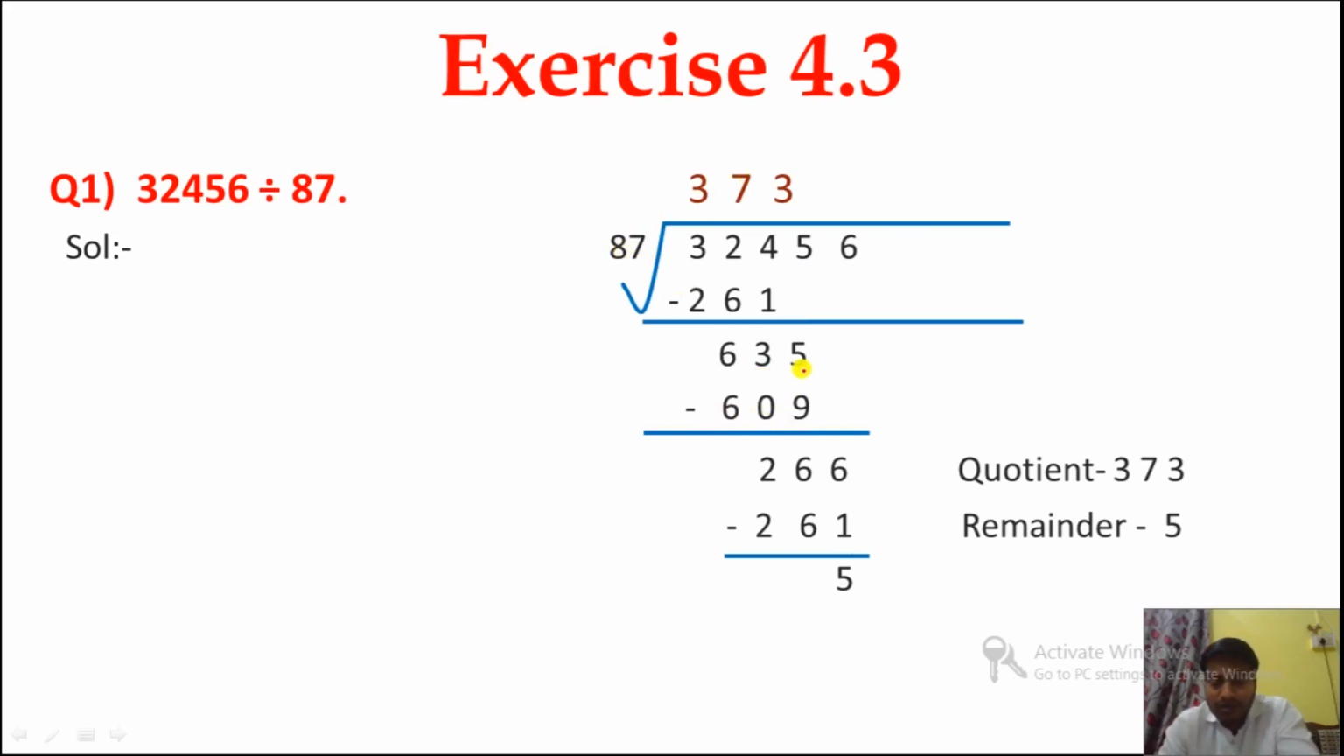Now we have to subtract. So 5 is less than 9, so this will take borrow from this 3, so this will become 2, and this will become 15. 15 minus 9, 6. 2 minus 0, 2, and 6 minus 6, 0. Okay, so now we got here 26. Now bring down this 6 here. Now it became 266. Clear?